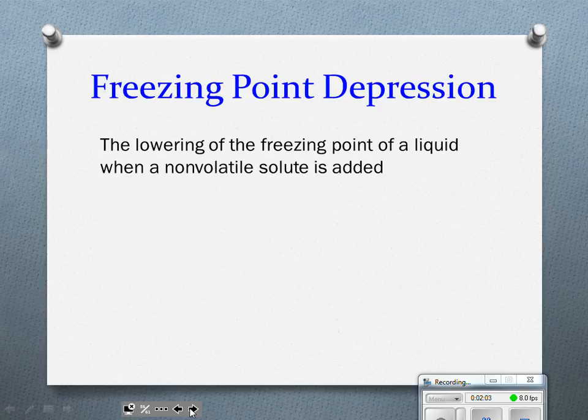Now, in order to calculate the freezing point depression, okay, we need to have this equation. And on my next slide, just go ahead and write down the equation. On my next slide, I am going to explain to you what each one of these things mean. Okay? Delta T sub F is equal to i K sub F lowercase m.